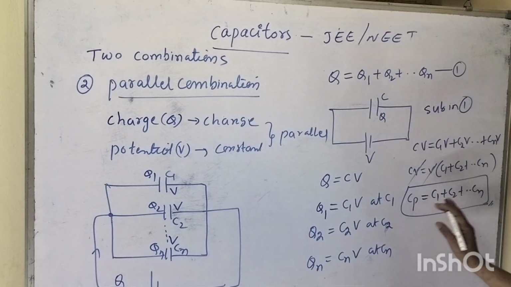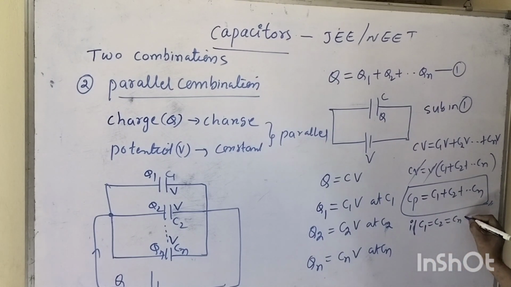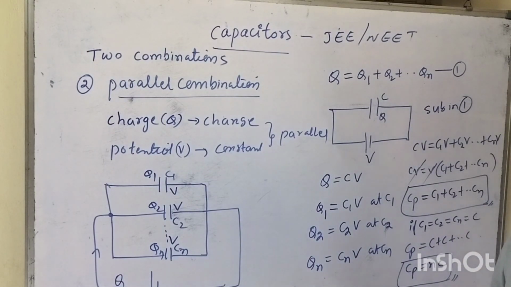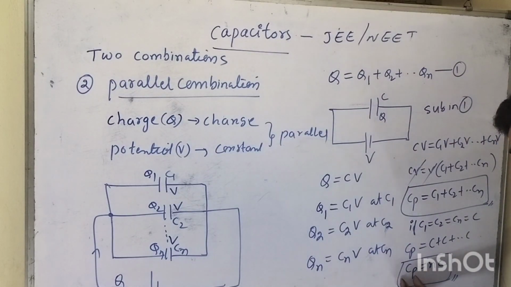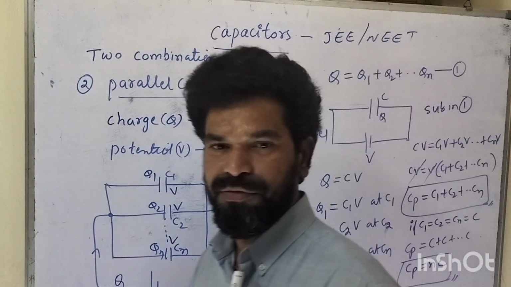Now if all the capacitors are identical, that means if C1 is equal to C2 is equal to C, then Cp, the effective or parallel combination of all the capacitors, is written as C plus and so on C. Now that is equal to nC. If n identical capacitors are connected in parallel combination, the effective capacitance Cp is equal to nC, right? Please make note of this, all of you, right?